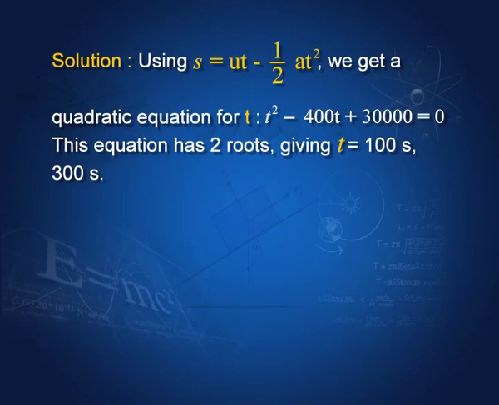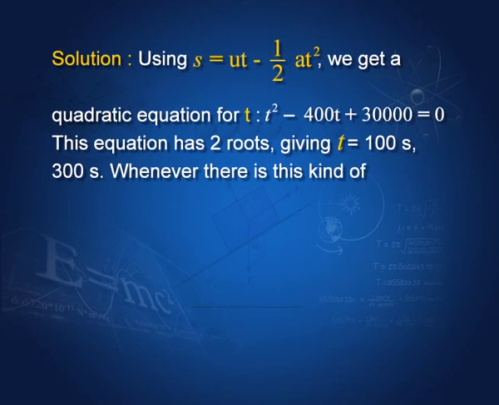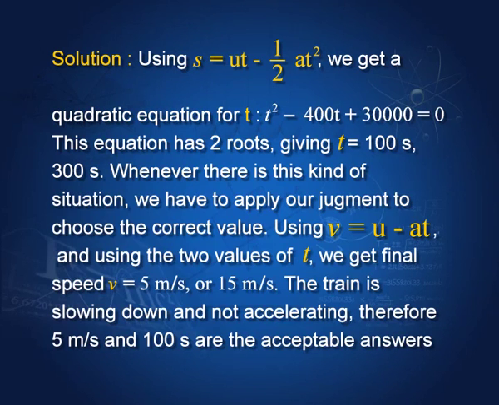Using s equal to u t plus half a t square, in this case u t minus half a t square, because acceleration is negative, we get a quadratic equation in t, that is t square minus 400 t plus 30,000 equal to 0. Now, this is a quadratic equation and it has two roots, and the two roots are t equal to 100 seconds and t equal to 300 seconds. Once again, we get two values and we have to choose one value using other considerations that we can have. Whenever there is this kind of situation, we have to apply our judgment to choose the correct value.